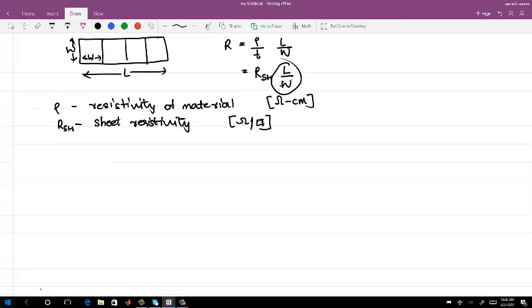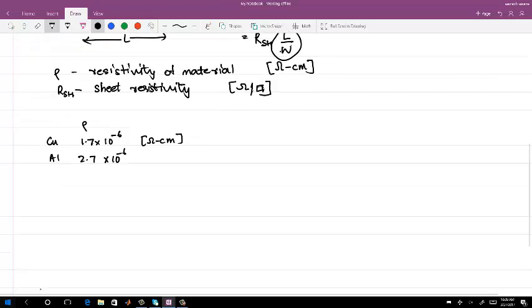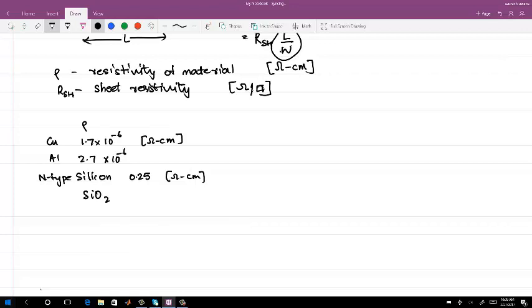Now look at how, when you realize this resistance on chip, what kind of resistivity do you get from the material in silicon? If you are using any metals, like copper, the resistivity of copper is something like 1.7 into 10 power minus 6 ohm centimeter. For aluminium, it is 2.7 into 10 power minus 6. And for N-type silicon, you have something like 0.25 ohm centimeter. And for silicon dioxide, which you normally use for isolation, it is close to 10 power 14 or something.